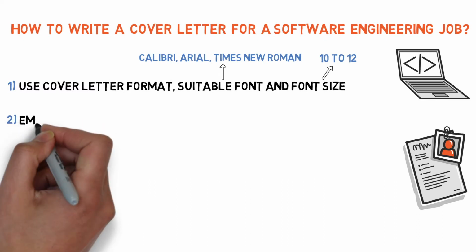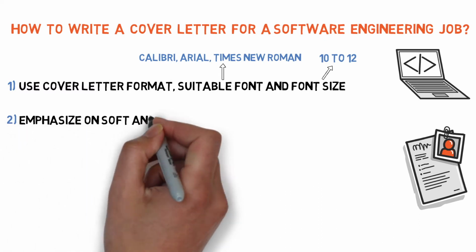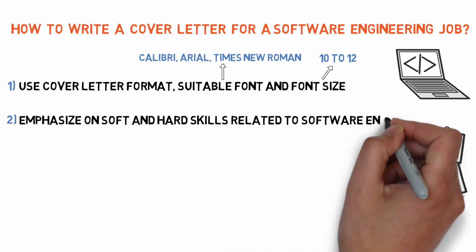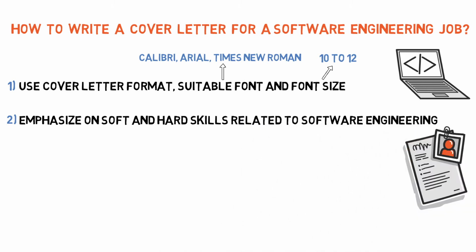Second, understand the position requirements and inform the reader about related soft and hard skills. Hard skills are, for example, experience in Linux, Java, C# or JavaScript. These skills help you get past the applicant tracking system. Soft skills are talents such as leadership, detail-oriented and able to work under pressure.